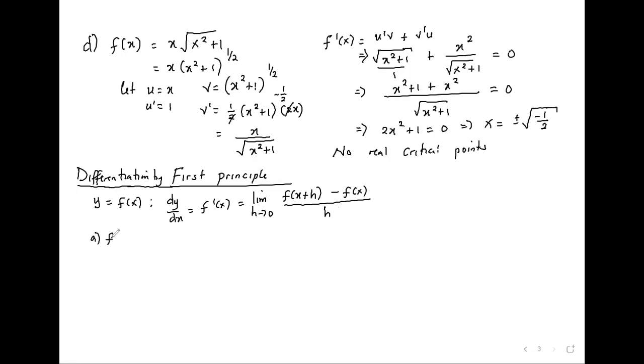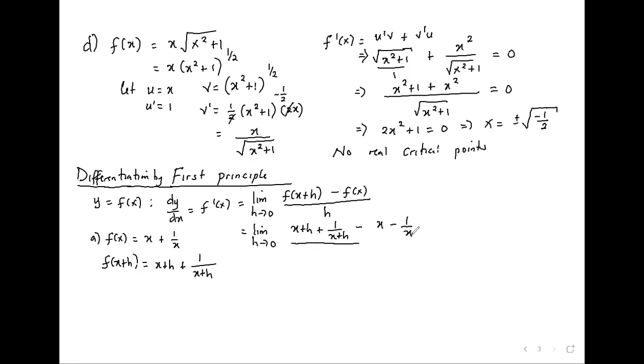Question 1, we are given f of x is equal to x plus 1 over x. Before I even bring out the formula, I know in the formula there will be f of x plus h. How do you get f of x plus h? Where there is x, you put x plus h: x plus h plus 1 over x plus h. Now we go to the limit. The limit as h goes to 0, f of x plus h, that is x plus h, plus 1 over x plus h, and then minus f of x, which is the whole x plus 1 over x. Everything we divide by h.